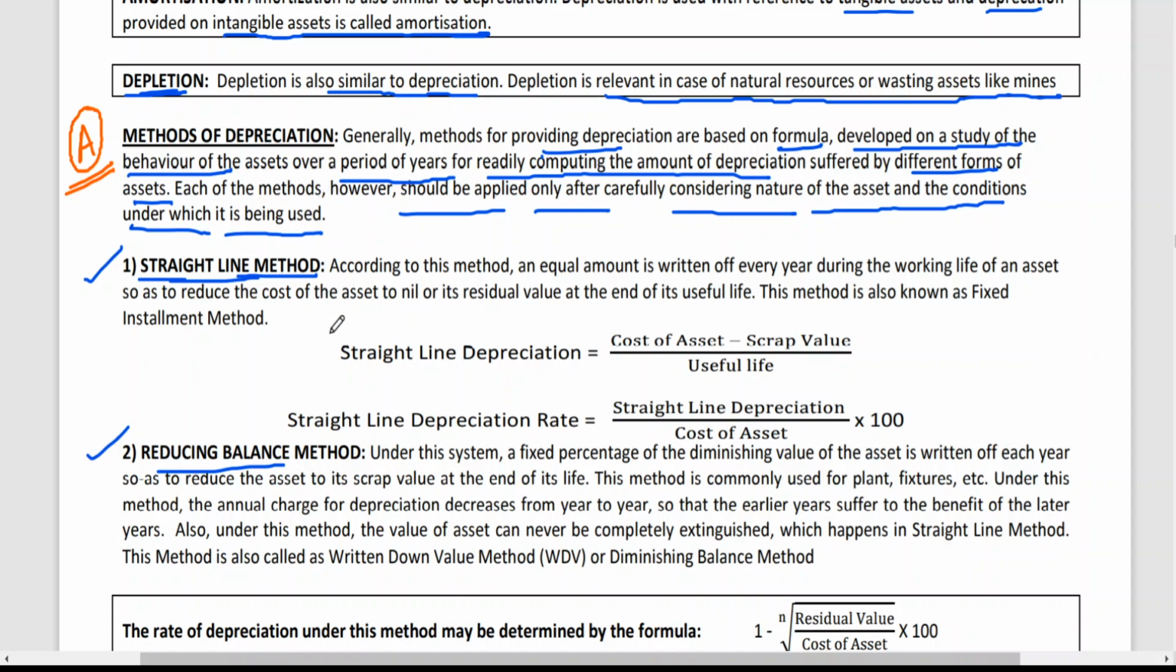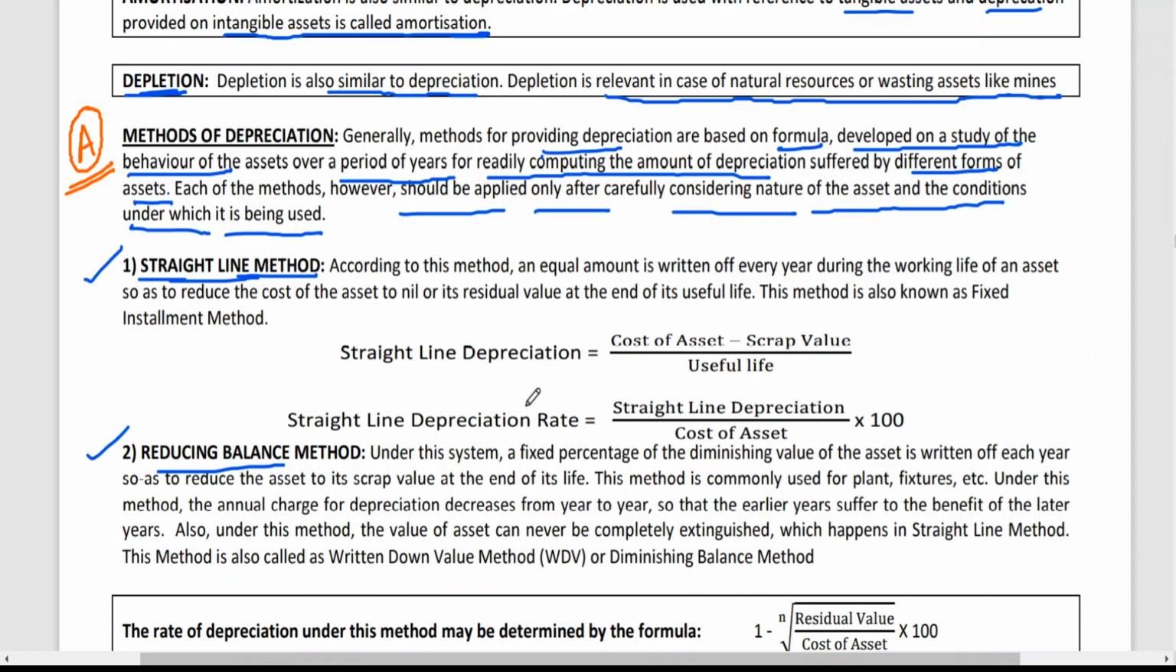First method, straight line. According to this method, an equal amount is written off every year during the working life of an asset so as to reduce the cost of the asset to nil or its residual value at the end of its useful life. This method is also known as fixed installment method. I've given an example of this in the last class. On original cost at a fixed rate, if you calculate the depreciation, it becomes the straight line method.